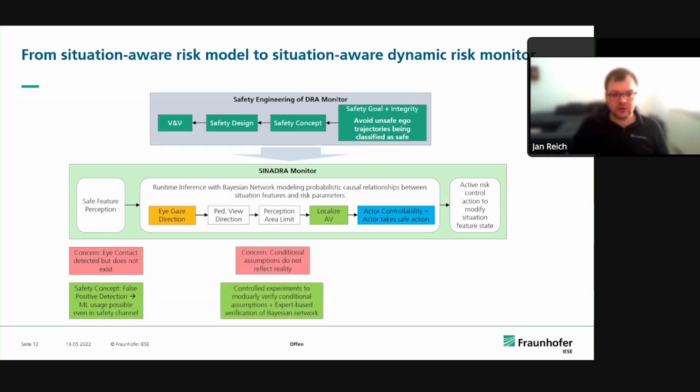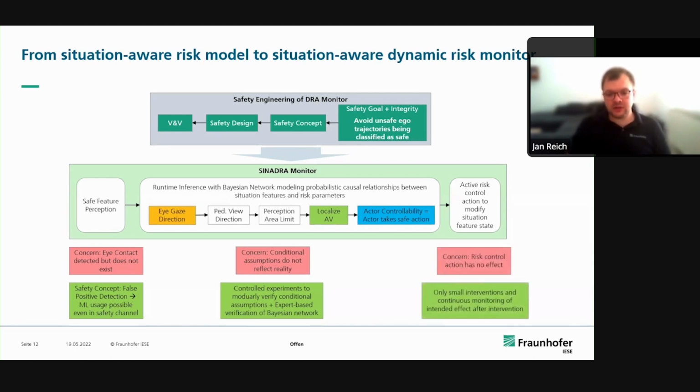So the second concern is that the conditional assumptions in our Bayesian network do not reflect reality properly. Due to the modular structure of the risk decomposition model, we can validate these conditional assumptions and parameterize the probabilities with dedicated controlled experiments in a modular way. Afterwards, after we have learned the Bayesian network, we can perform expert-based verification, for instance with sensitivity analysis. Since we know all the internal intermediate concepts, we can do this in a stepwise way.